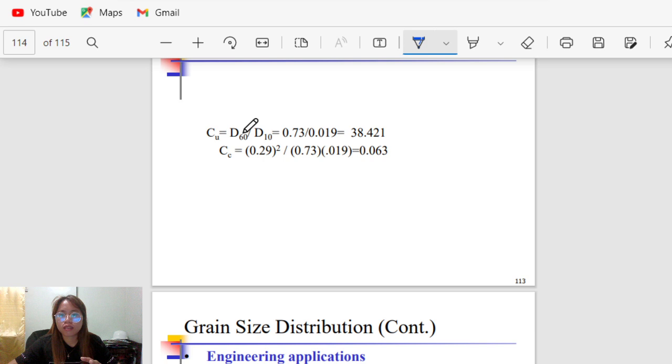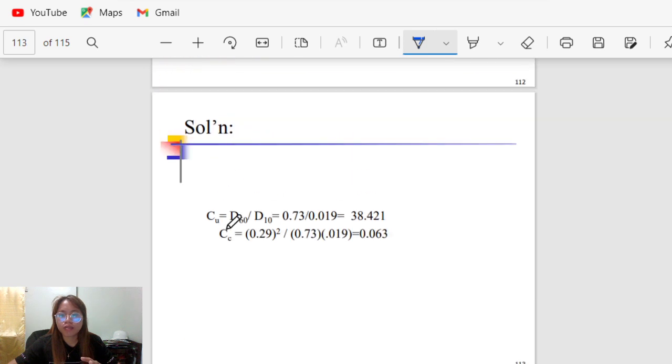And yes, for the answer, the coefficient of uniformity is D60 over D10, which we discussed earlier. The answer is this one. And C sub C is D30 squared over D60 times D10. So the answer is 0.063.